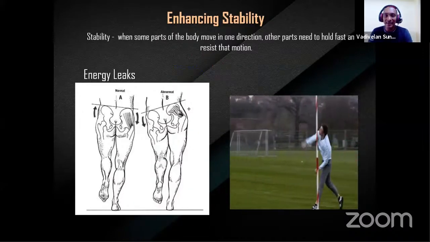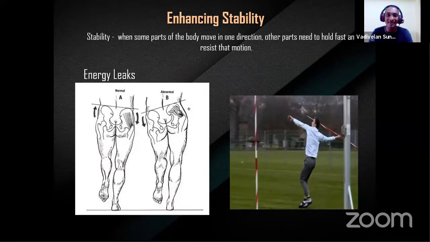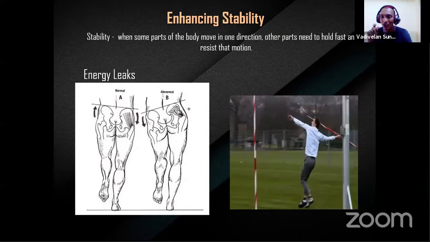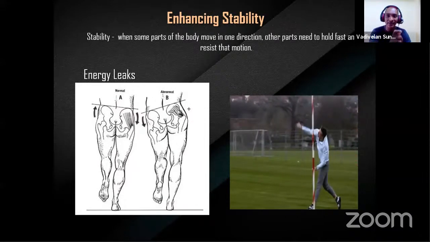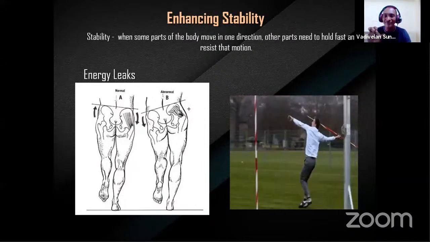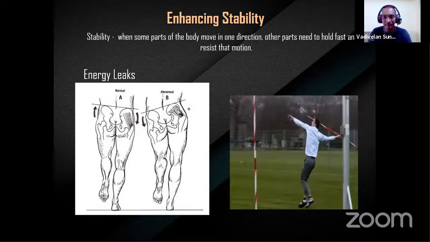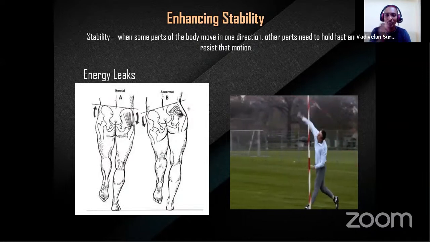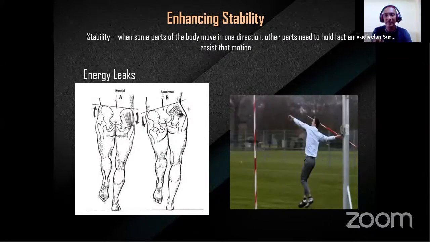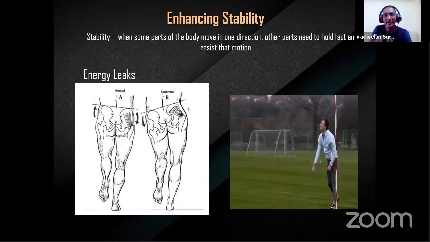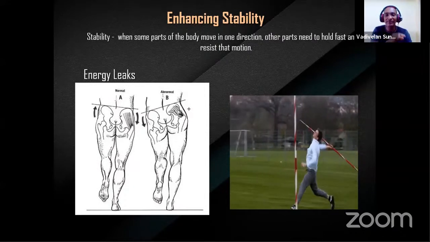Next, enhancing stability. What does stability mean? Stability is when some part of the body moves in one direction, and the other part needs to hold fast and resist the motion. Your body is moving in one direction, and the remaining part of the body tries to hold fast and resist the motion. This is stability.